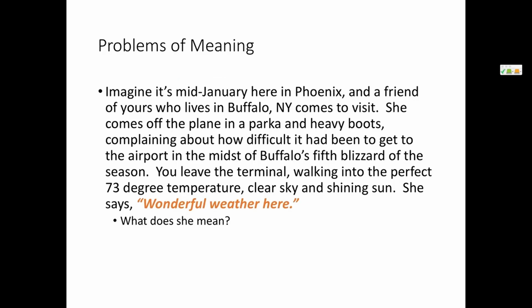Other problem of meaning. It's mid-January in Phoenix, and a friend of yours who lives in Buffalo, New York. Now, we all know about Buffalo, New York. Lake effect snow, cold. Comes off the plane in a parka and heavy boots, complaining about how difficult it'd been to get to the airport. Oh, gosh. Blizzards, etc. You leave the terminal out of Terminal 4, walking into the perfect 73-degree temperature, and it's like, oh, wonderful weather here. What does she mean? Well, it's a happy thing. This is great weather. She's coming out of some really bad weather, and now it's like, oh, nice, you could take off the parka and the boots.